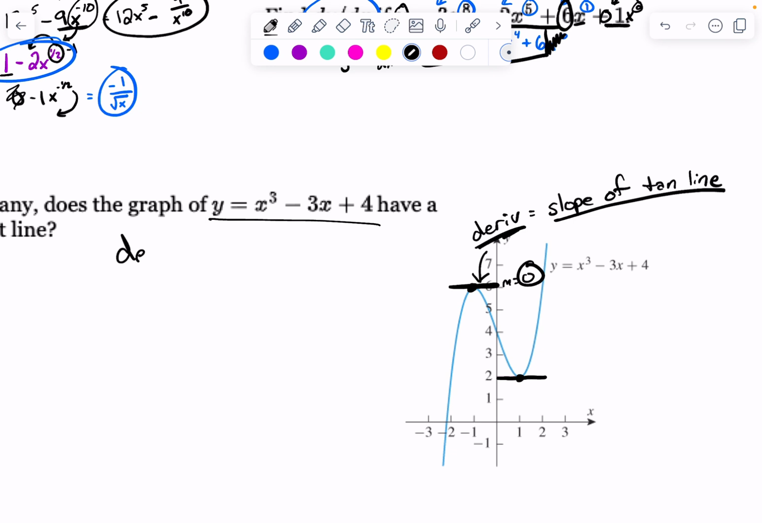I want to set my derivative equal to 0 and find where those places are. Horizontal tangent line means I'm going to have a horizontal line, which has a slope of 0. The derivative is the slope of the tangent line, and I want that to be 0. So all I'm going to do is take this function, find its derivative, set it equal to 0, and find where these 2 points are.